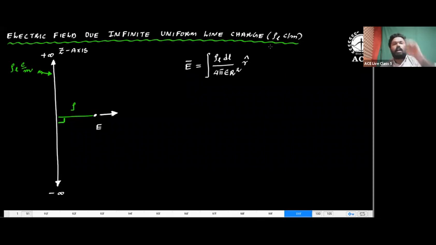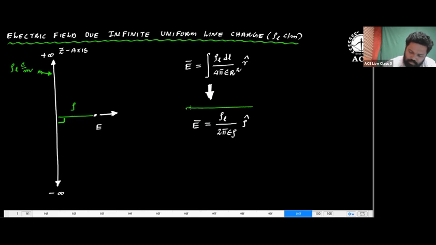Clear? So directly, after substituting the limits from minus infinity to plus infinity, after the very lengthy derivation, you are going to get a formula like this. The formula for this one is E is equal to rho L by 2 pi epsilon rho into rho cap. This is the formula that needs to be remembered. Clear? Yes.